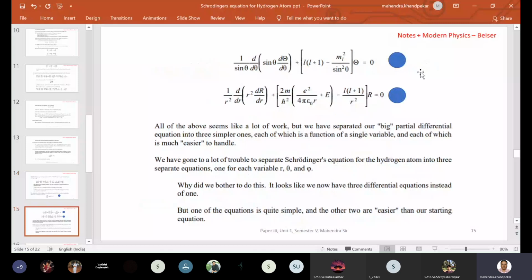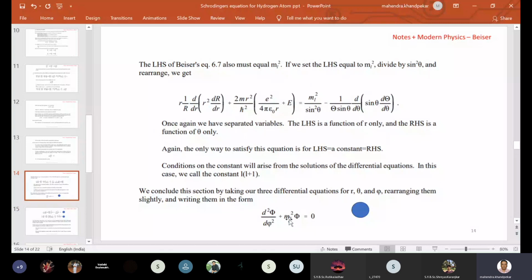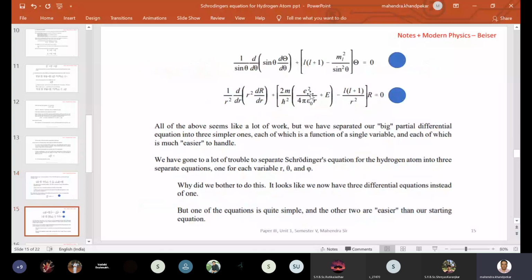So what we have got is these three equations. The first equation has ml, the second equation has l, and we can show that in the third equation we can bring in l. The reason is you look at this factor E, and we know this is the energy of the orbital, and it is always related to small n.